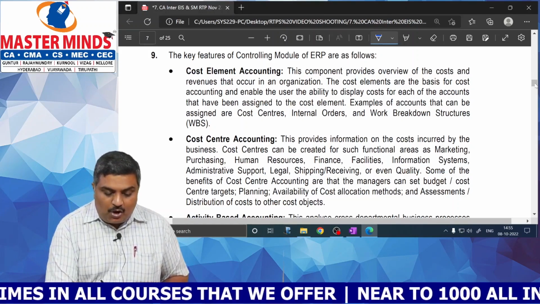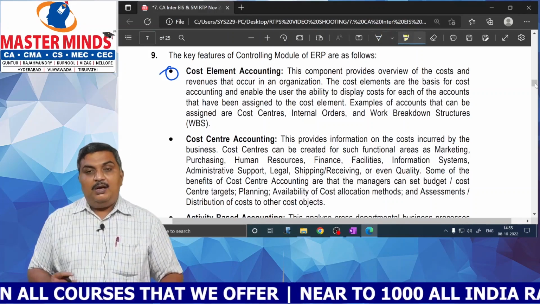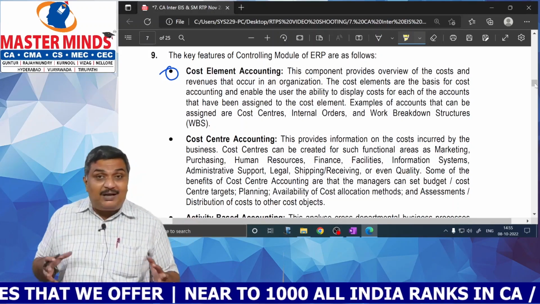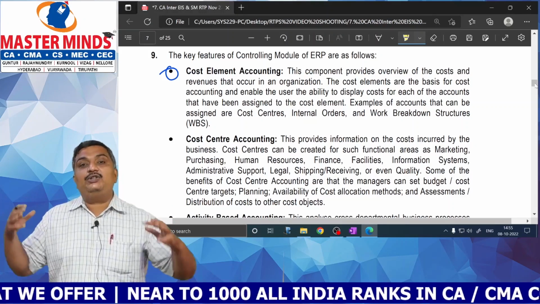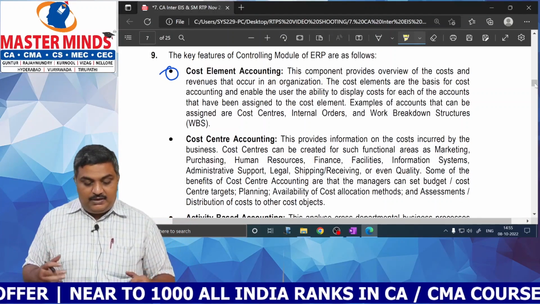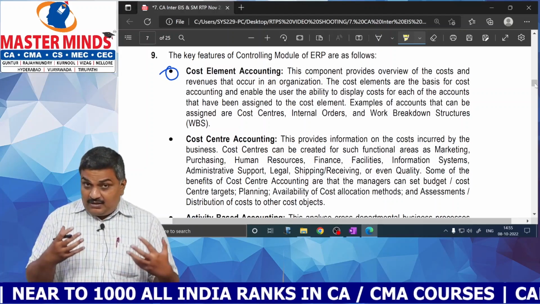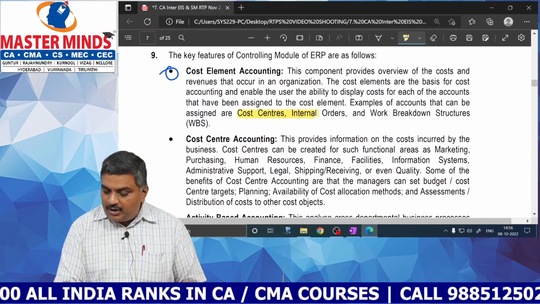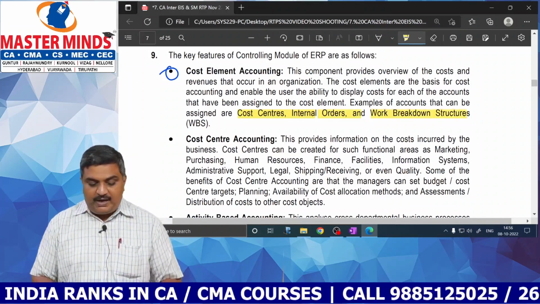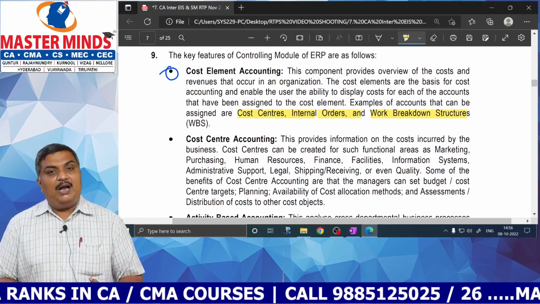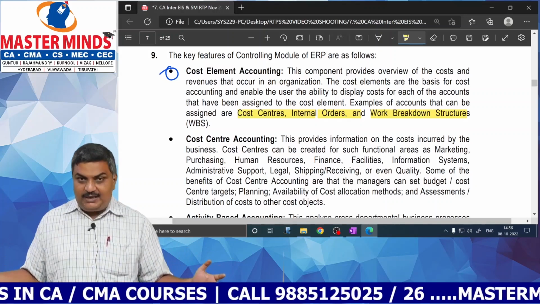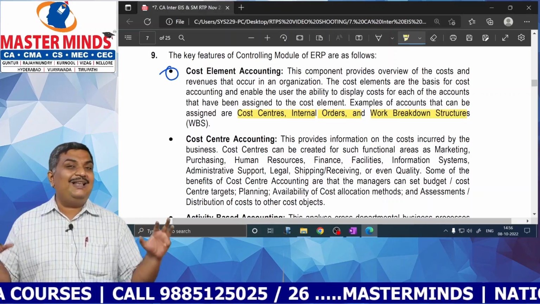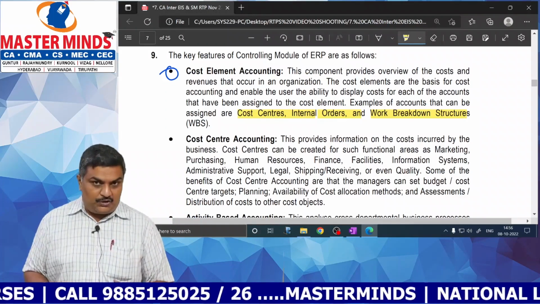See, the first feature is cost element accounting. In order to control the things inside the organization, in order to control the things in the production department, what is required? You need to have an analysis of the cost elements. So the module has to check the cost centers, how internal orders have been processed, how work breakdown structures are functioning, what will be the cost of different elements, and what revenue we are getting from that. These all things should be done properly. Only then will we have a better idea about the costing of the things.